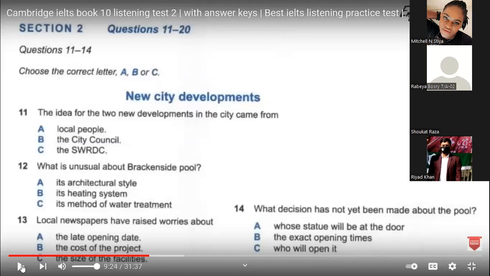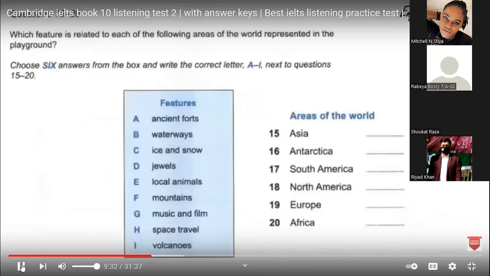Is it clear? Yes, it is. Okay, let's go forward. Before you hear the rest of the talk, you have some time to look at questions 15 to 20. Go through the information first. I did this, but.